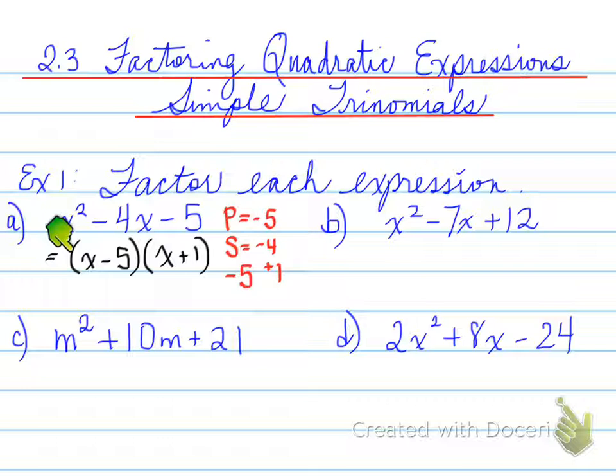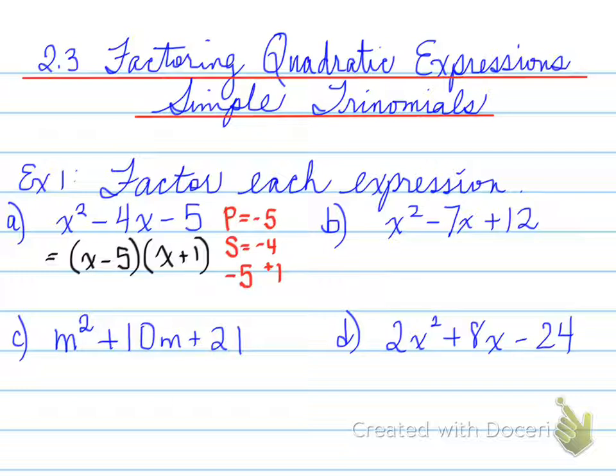Now let's quickly check. x times x gives us our x squared, x times plus 1, and minus 5 times x. So these two, the outside is plus x, the inside is minus 5x, and that will give us -4x. And the last numbers, -5 and +1, give you -5. So this outside and inside will give us our middle number. That's going to be important for a later lesson.